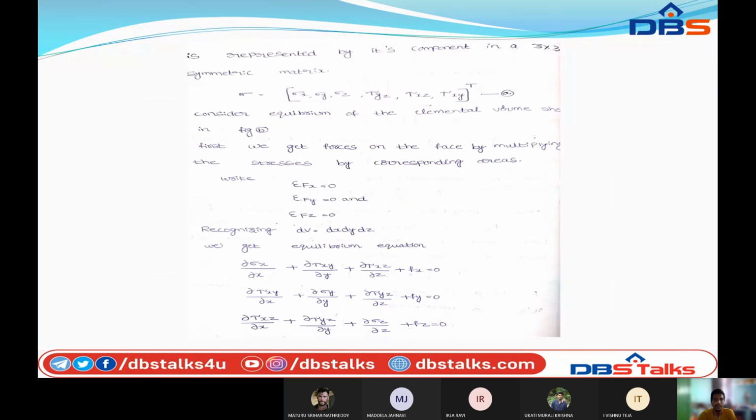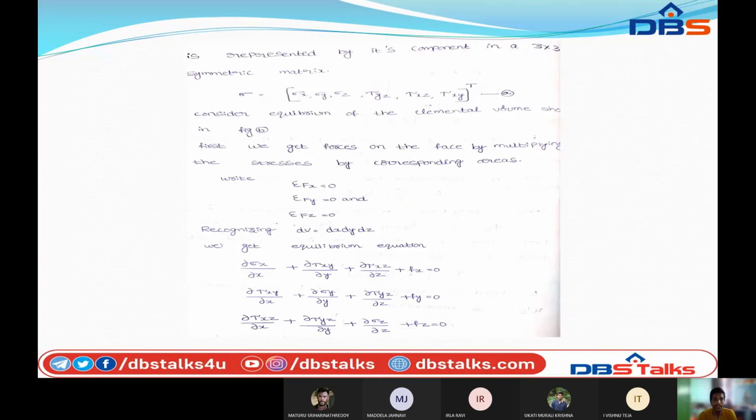Next, I am including the stress components. The stress components will be three normal stresses and three shear stresses: sigma x, sigma y, sigma z, and then tau yz, tau xz, tau xy, transpose. Consider equilibrium of the elemental volume shown in figure B. After that, I am showing figure B.